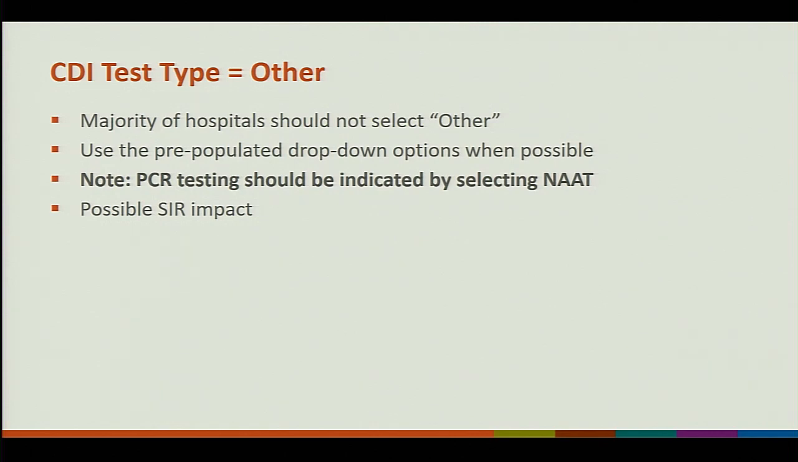So a little bit more about CDI test type. In particular, we look at data where CDI test type is reported as other. Other is a valid option within the NHSN dropdown. However, we believe that the majority of hospitals may not need to select other. Instead, there may be a more appropriate testing method from the pre-populated list. In our experience while reviewing this other specified field, we've identified responses that actually corresponded to values within the drop-down menu. One note is that facilities using PCR testing should indicate so by selecting NAT from the drop-down. However, we do acknowledge that in rare cases, other is a valid CDI test type method to report. We focus on this one in particular because it does have a possible impact to the SIR.